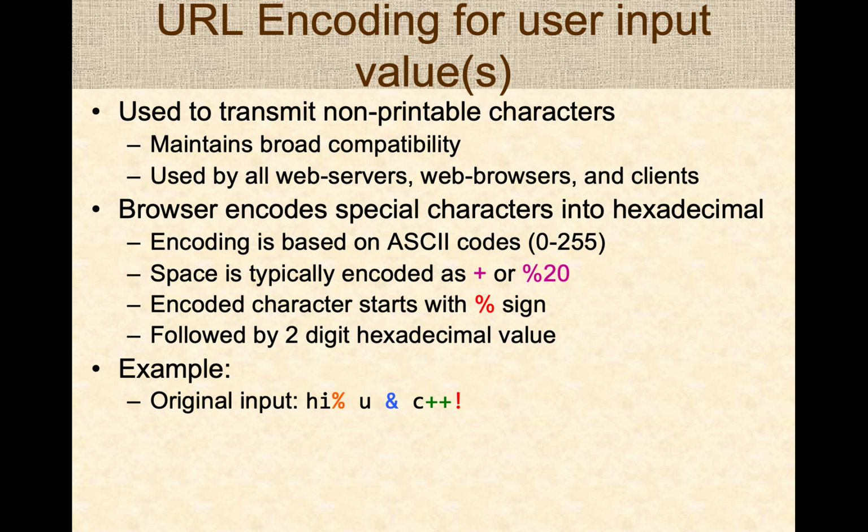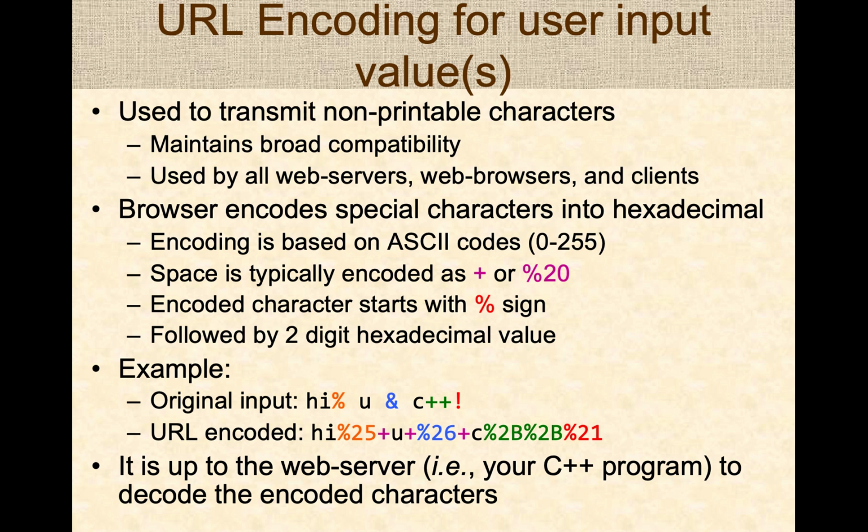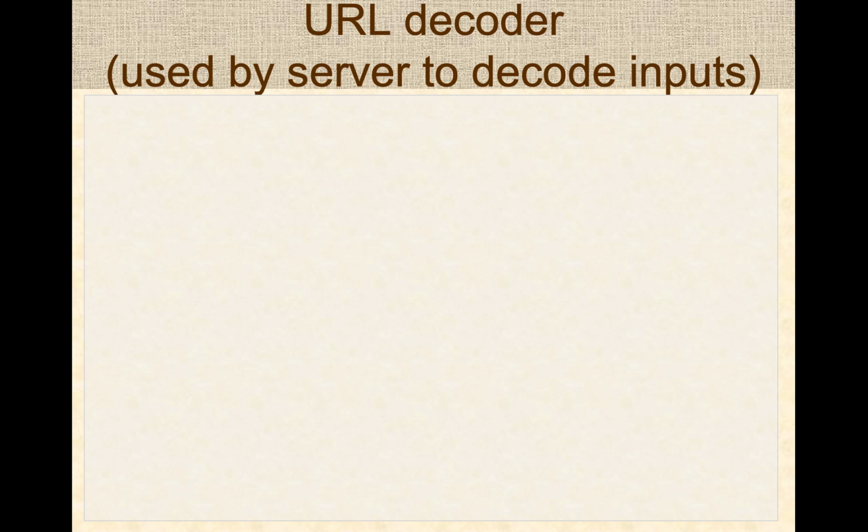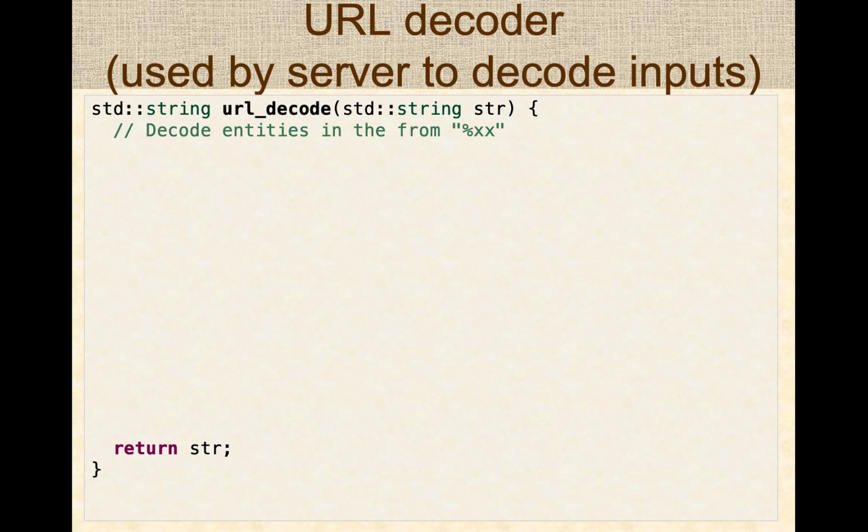So for example, given this type of input, each one of these special characters is encoded into hexadecimal notation by the web browser. And it's up to the web server or our C++ program to decode these values. Decoding the values is pretty straightforward. It's just basic string operations.